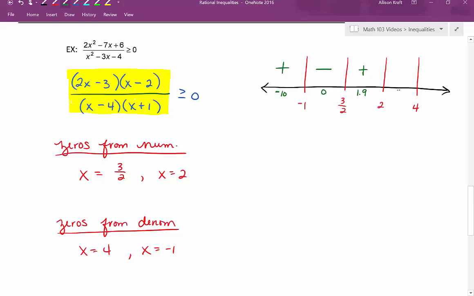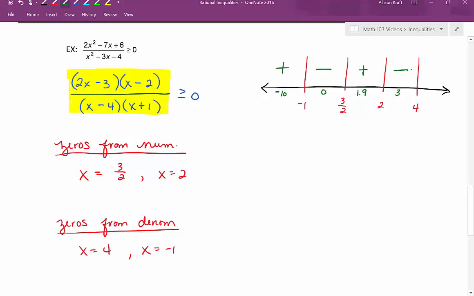Moving on to our next interval, I'm going to choose a test point of 3. Plugging 3 into our first factor, 2x minus 3, gives us a positive. Plugging 3 into our second factor, x minus 2, gives us a positive. Plugging 3 into our third factor, x minus 4, gives us a negative. And plugging 3 into our fourth factor, x plus 1, gives us a positive. So I have 3 positives, 1 negative. That's going to give us a negative answer.